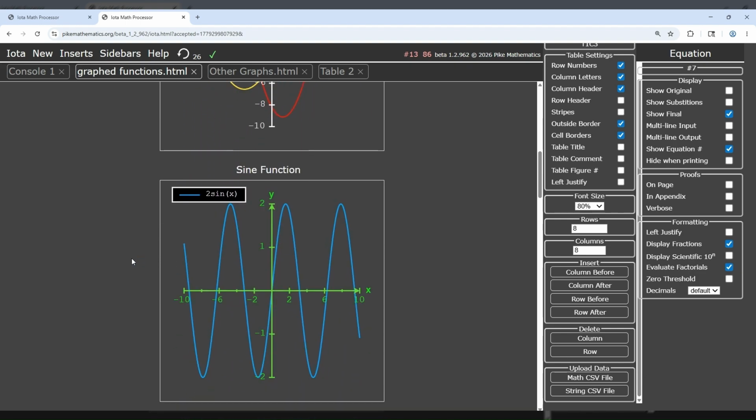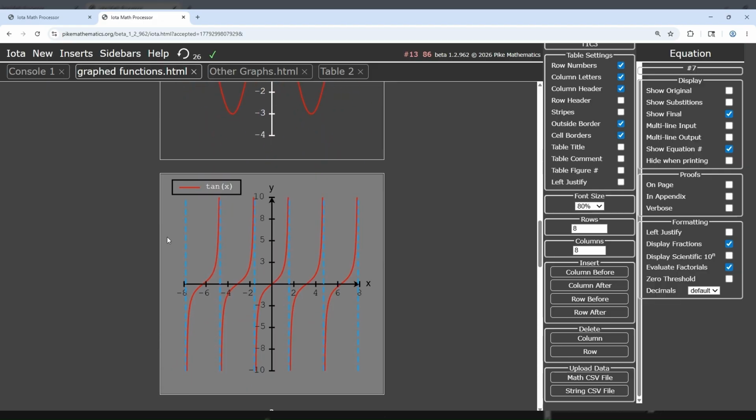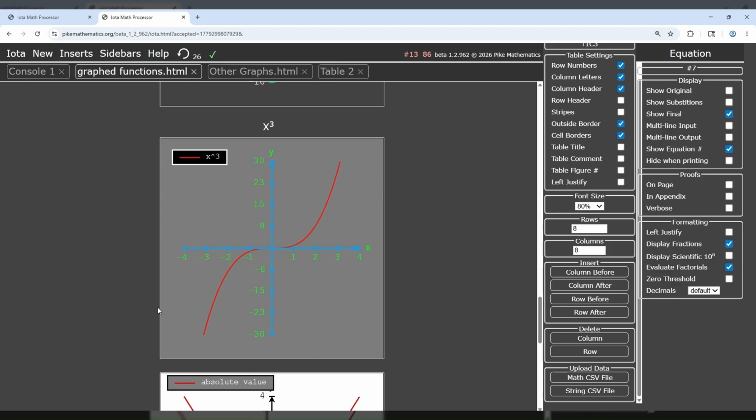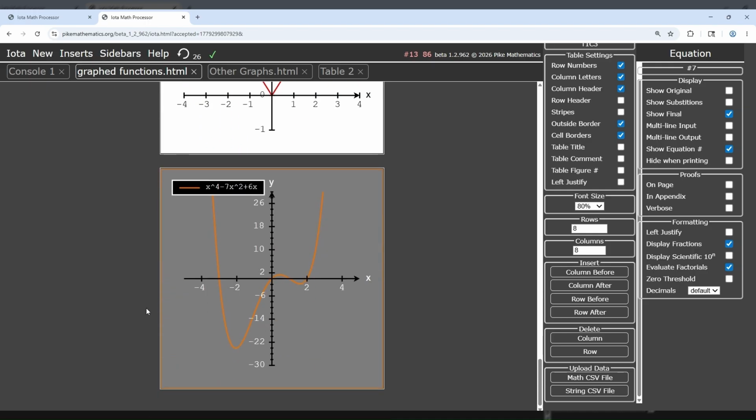Iota does really well with trigonometry. So again, here's the sine function. Here's the cosine function, here's the tangent function, and I inserted these dotted lines to represent the asymptotes for tangent. Here's x squared, x cubed. Iota also has an absolute value function, and it's graphed here. And this last one I just threw in because I thought it was an interesting looking polynomial. Again, if you want to find the roots, you look at where it crosses the x-axis. So it looks like for this particular polynomial, there's roots at 2, 1, 0, and -3. Okay, so those are graphs.